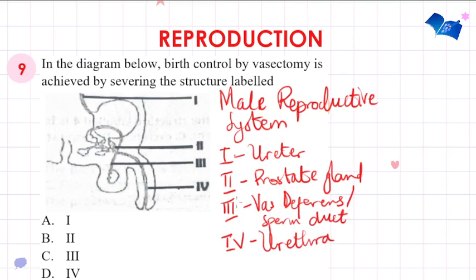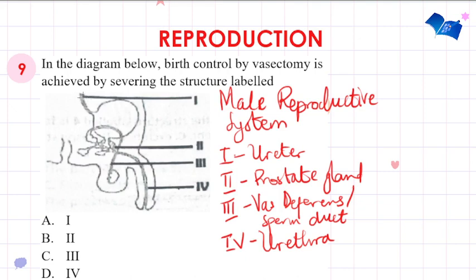Now, severing this means cutting it, to prevent the passage of sperm from where it is being produced to other parts of the reproductive system and even to outside the reproductive system. So the sperm cells don't pass from where they're produced to the female genital, which might lead to fertilization and childbirth. So what has to be severed? What has to be cut?